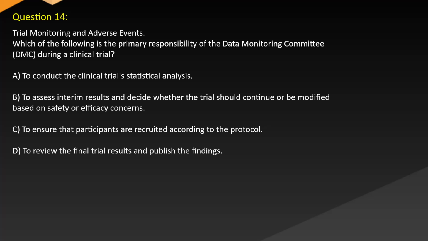Which of the following is the primary responsibility of the Data Monitoring Committee (DMC) during a clinical trial? A. To conduct the clinical trial's statistical analysis. B. To assess interim results and decide whether the trial should continue or be modified based on safety or efficacy concerns. C. To ensure that participants are recruited according to the protocol. D. To review the final trial results and publish the findings.